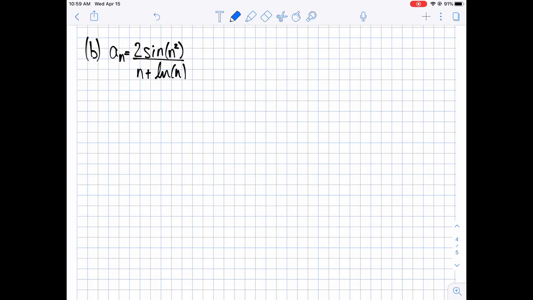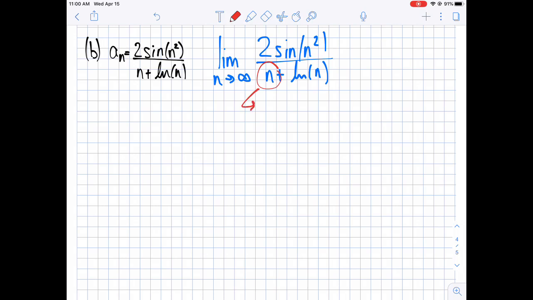Okay, so this is what we're looking at. Again, we want to know here what happens as n approaches infinity of 2 times sine n squared divided by n plus ln of n. So let's take a look at what happens as n approaches infinity. This term definitely goes to positive infinity, so does this term, and we end up with infinity plus infinity in the denominator. Nothing weird happening there. Together, our whole denominator just approaches positive infinity.